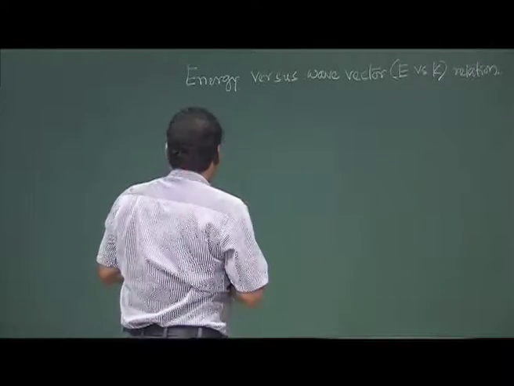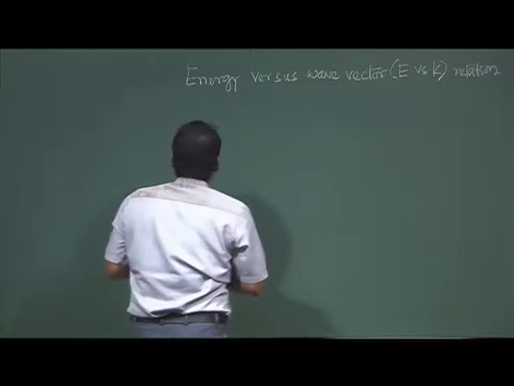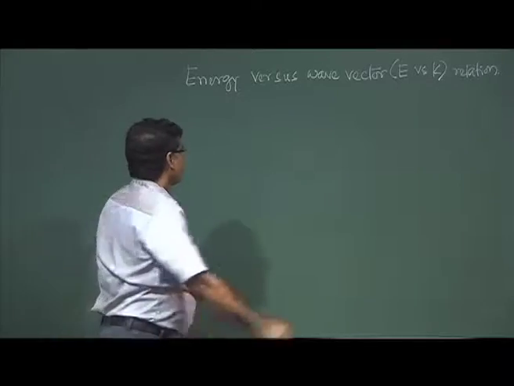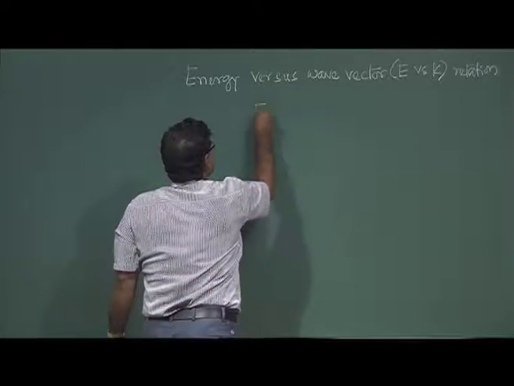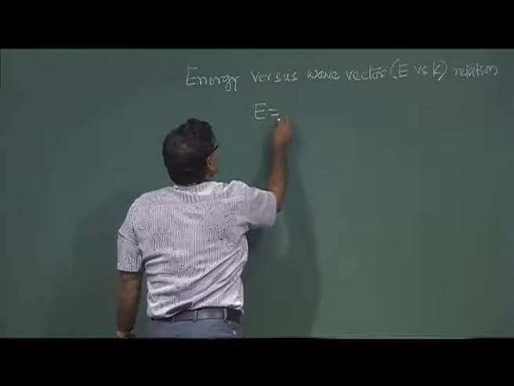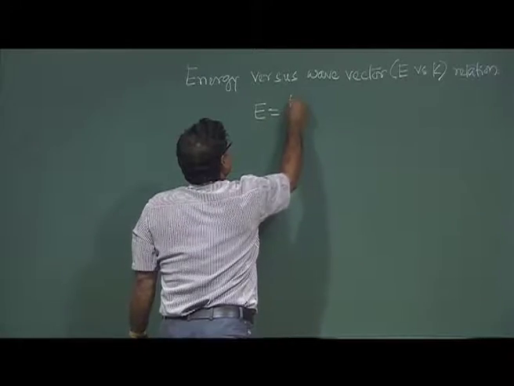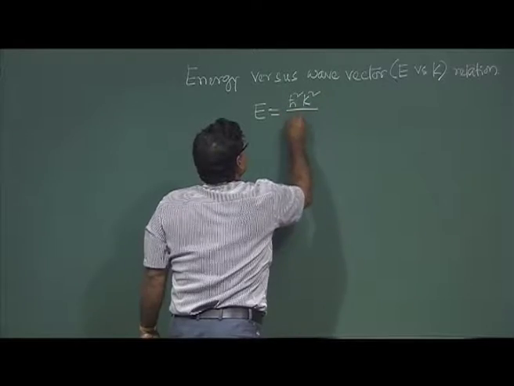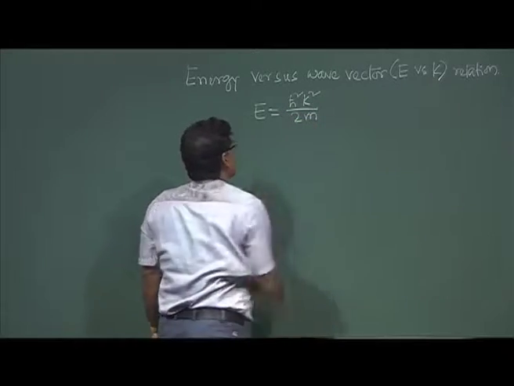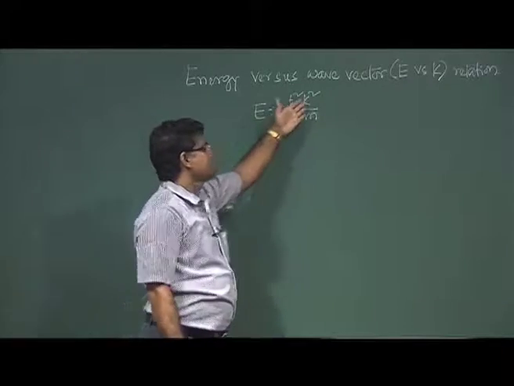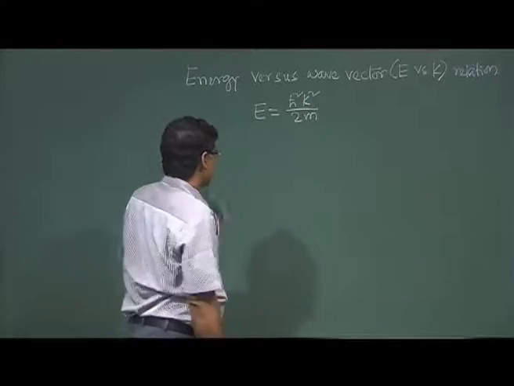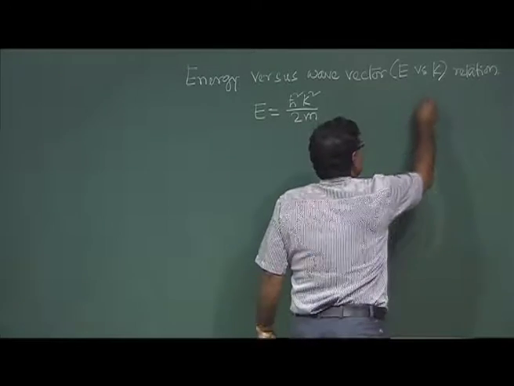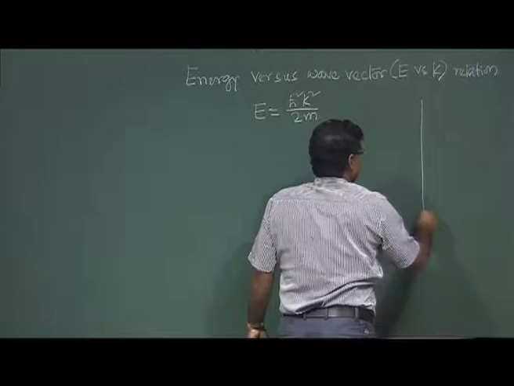So, for free electron, this relation we have seen that E equal to h cross square k square by 2m. So, E is proportional to k square. So, it gives a parabolic relation.